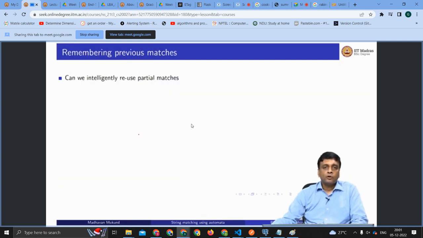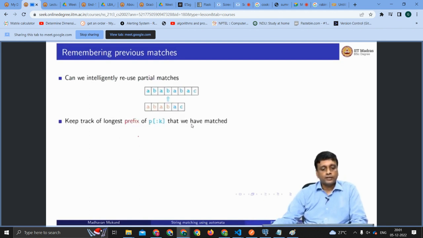So in the Boyer-Moore algorithm, what we are trying to do is learn from mismatches. Whenever we see a mismatch, we accelerate the search by pushing our index forward. The other approach, which is what we're going to use in the new algorithm, is to remember how much we have matched and see if we can update that intelligently. So can we intelligently reuse partial matches that we have seen so far? Let's look at an example.